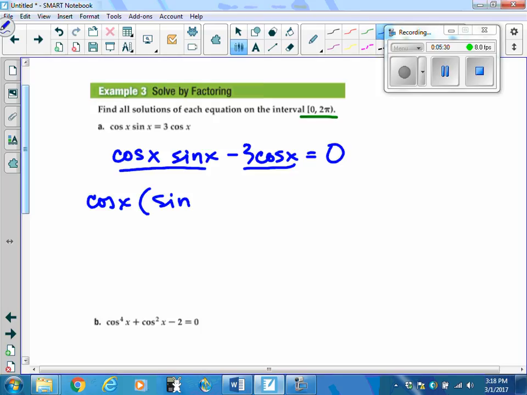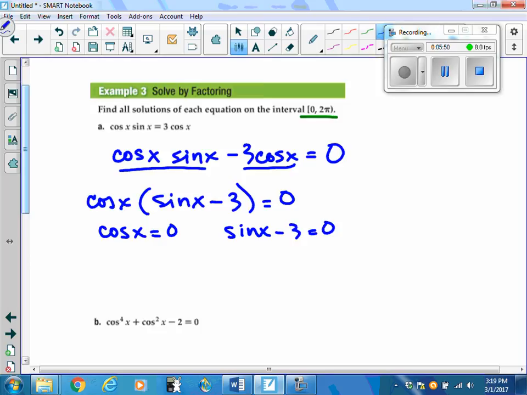When I factor out a cosine, I get sine x minus 3. Just like when we factor in algebra, which this is algebra as well here, when we factor in algebra, we take each factor and we set it equal to 0 then. So I've got cosine x equals 0 and sine x minus 3 equals 0.